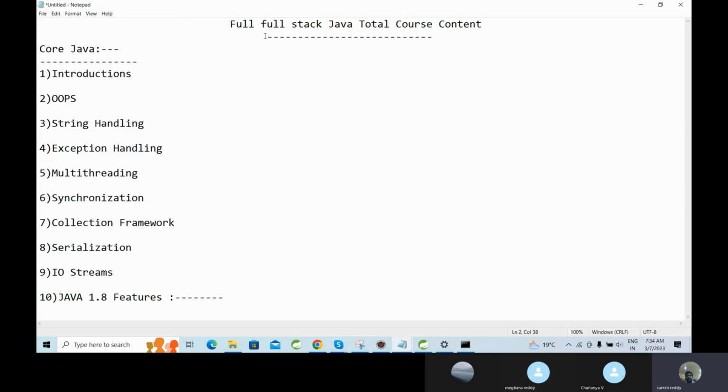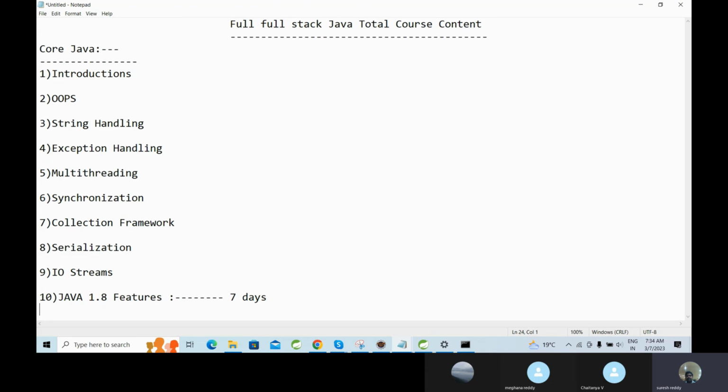Total course content related to this one, Java full stack. This is only for 7 days. So every day class is there, guys. Total up to here is 7 days.